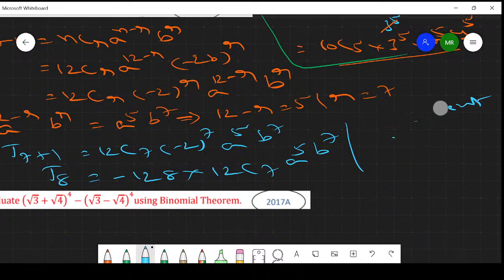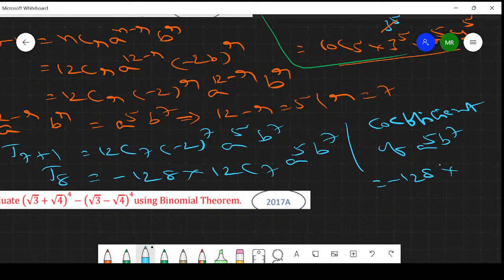You can write the coefficient of a^5 b^7 equal to minus 128 into 12C7. 12C7, 12 minus 7 is 5, so I can write 12C5. How, sir? The difference of 12 and 7 is 5, so 12C5. You can simplify it also, or you can leave it.